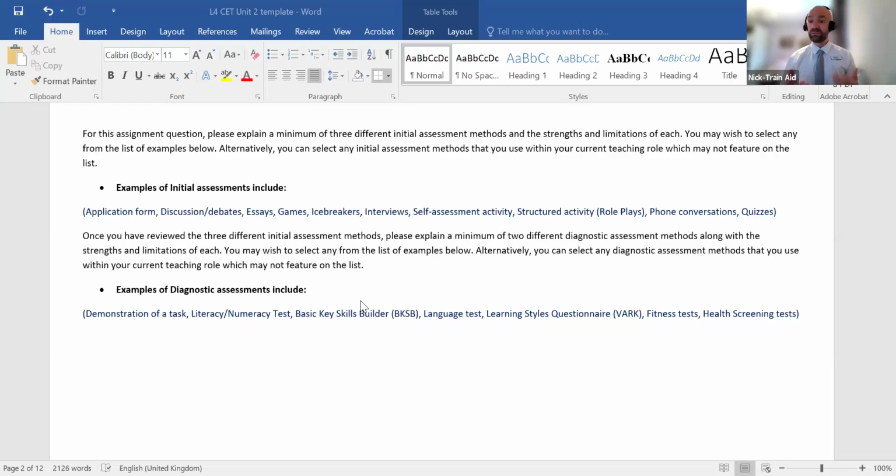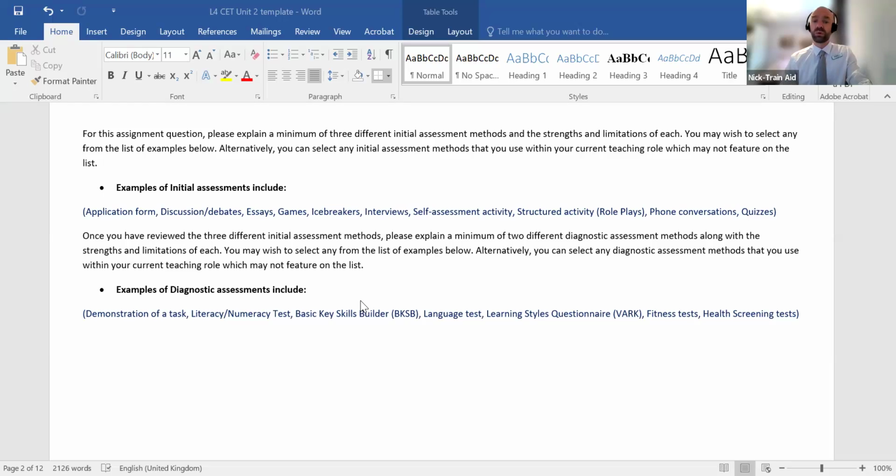So there are many different types of diagnostic assessment. So it could be perhaps a learning styles questionnaire, it could be a language test, the use of BKSB, which is the basic skills builder quiz. It could be a type of fitness test, health screening tests, a demonstration of a task, absolutely. It could be an observation, or it could be a literacy and numeracy test as well.